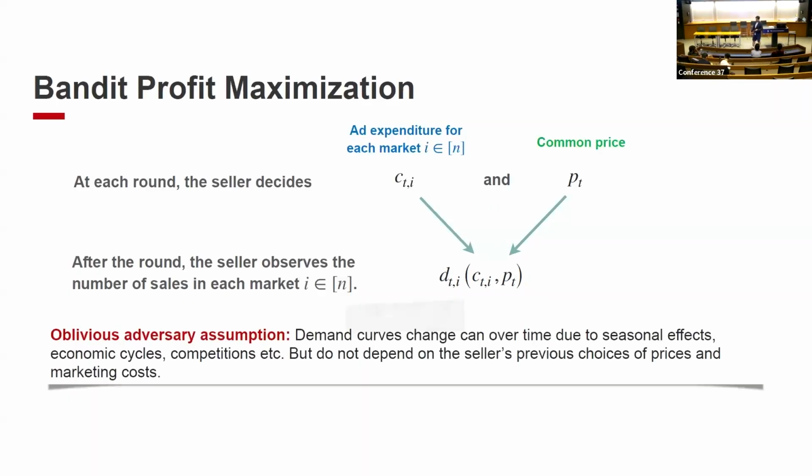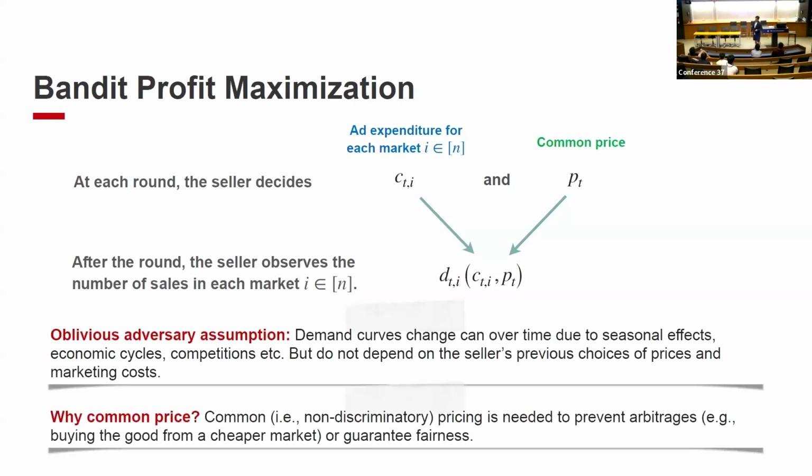We assume these demand curves can shift over time, but in an oblivious way. That means demand curves can change over time due to seasonal effects, economic cycles, and competition, but do not depend on the seller's previous choices of prices and marketing costs. So we're looking at the macroscopic changes of demand curves.